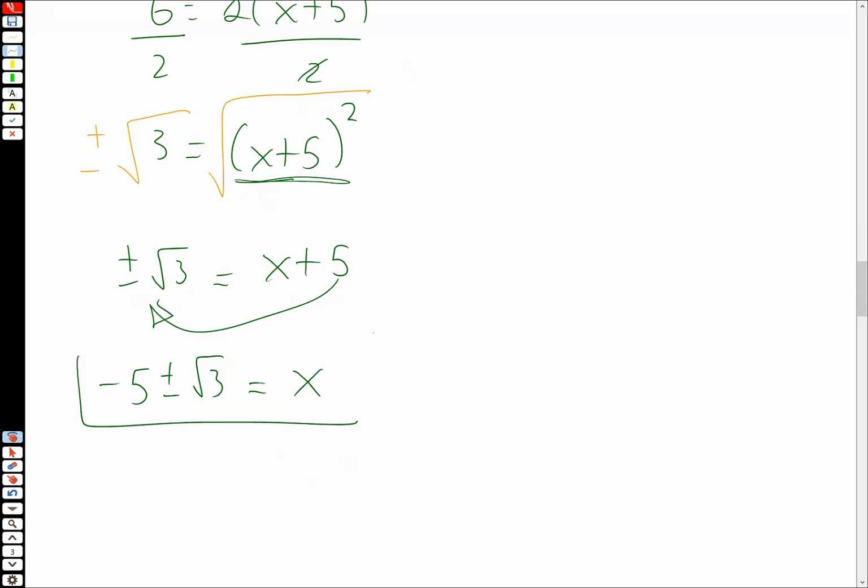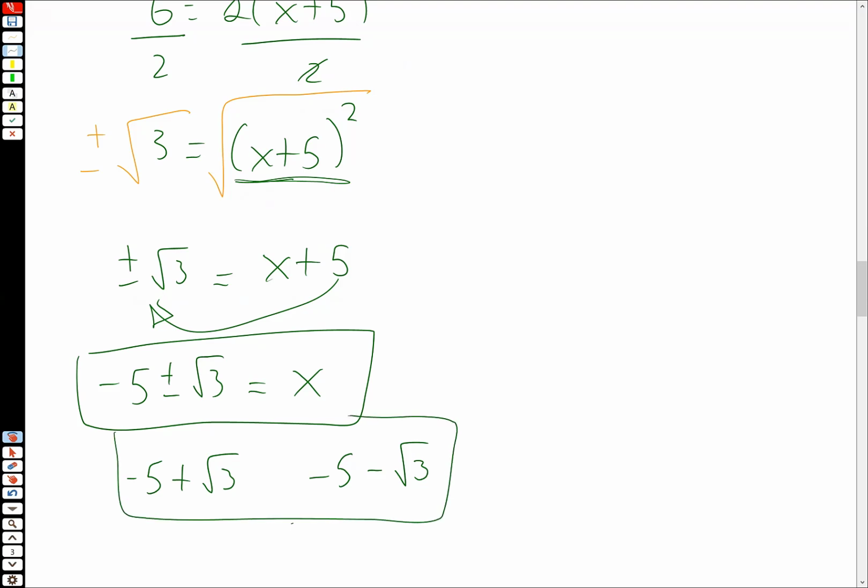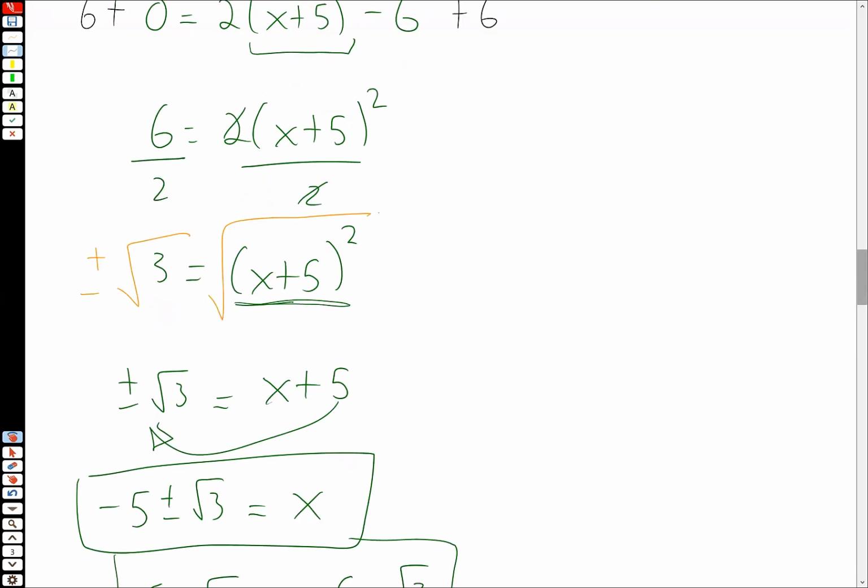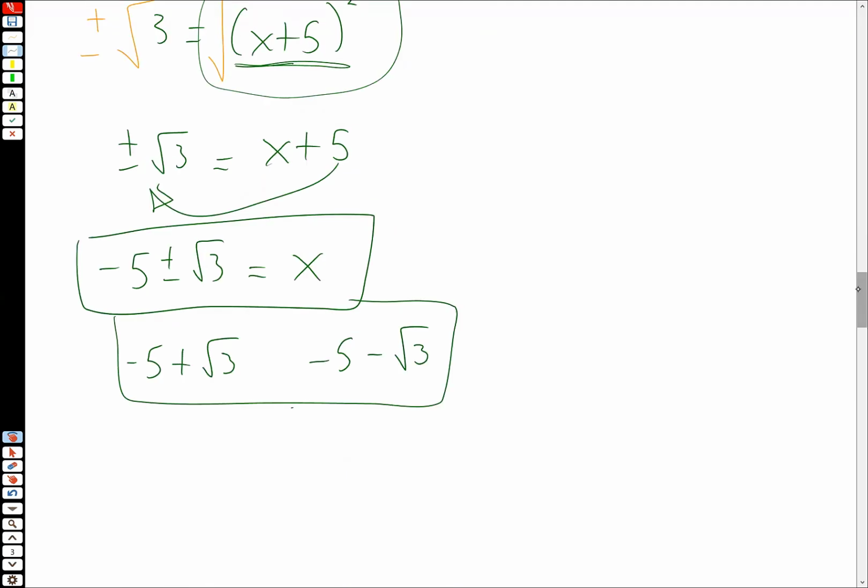So notice we have two zeros here. We have negative 5 plus the square root of 3 and negative 5 minus the square root of 3. It's kind of hidden in that plus or minus. But in any case, this is what you do. If you have a quadratic function in vertex form, you use what's called the square root method or the root method. And the reason why we call it that is because, well, we used a square root here at some point. In any case, this is how you find zeros of your quadratic function.